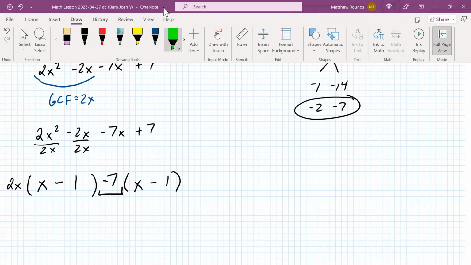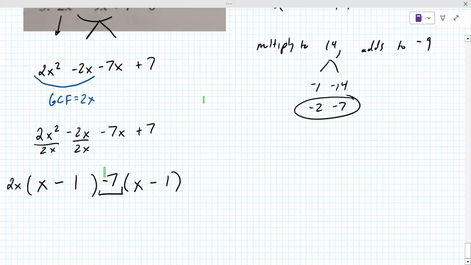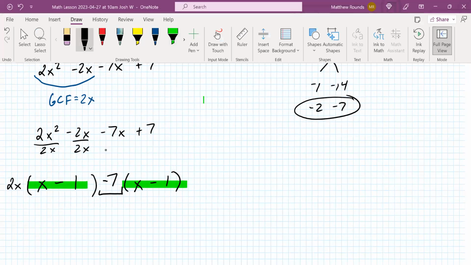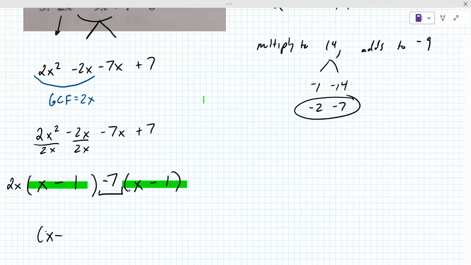Okay, believe it or not, we're almost there. All right, so now go ahead and get caught up here. Next step's important too. They're all important. Notice they both have an x minus 1. You can factor out an x minus 1 from both. So when you factor it out, what is left over? The 2x. There's 1 and 2x, and then -7.